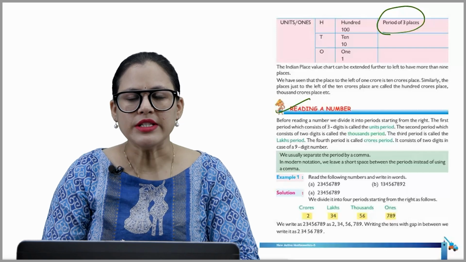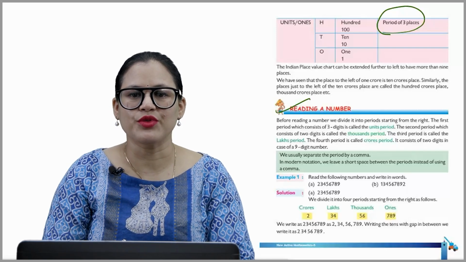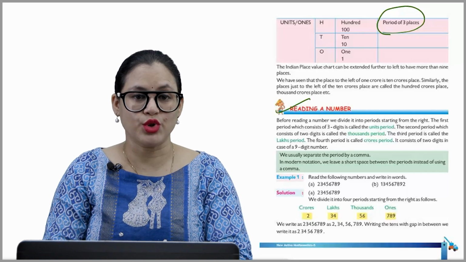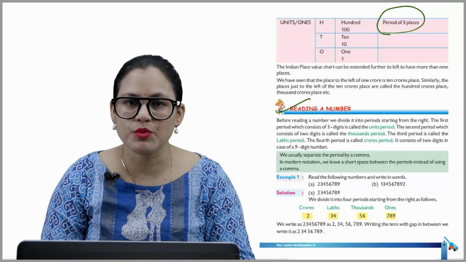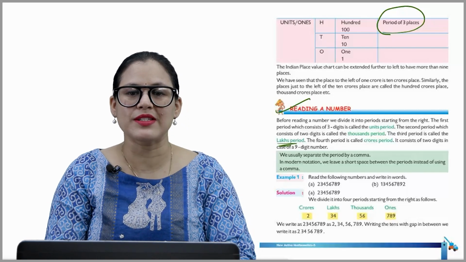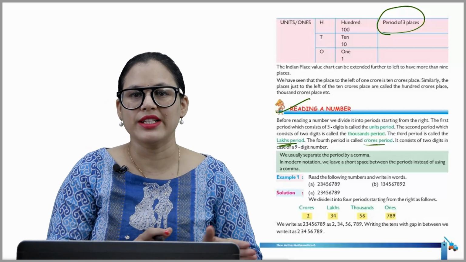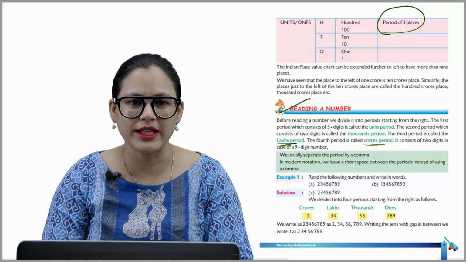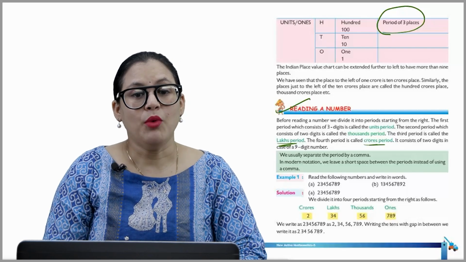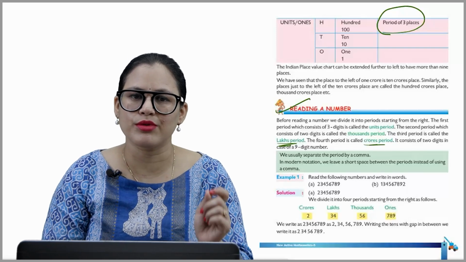Reading a number. Now let's learn how to read a number. Before reading a number, we divide it into periods, starting from the right. The first period, which consists of 3 digits, is called the units period. The second period, which consists of 2 digits, is called the thousands period. The third period is called the lakhs period and the fourth period is called crores period. It consists of 2 digits in case of a 9-digit number. We usually separate the period by a comma. Everybody knows that. Okay, in modern notation we leave a shorter space between the periods instead of using a comma.